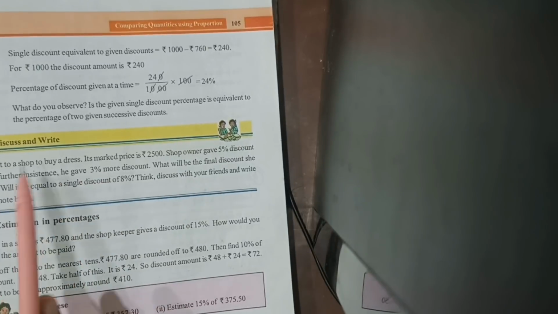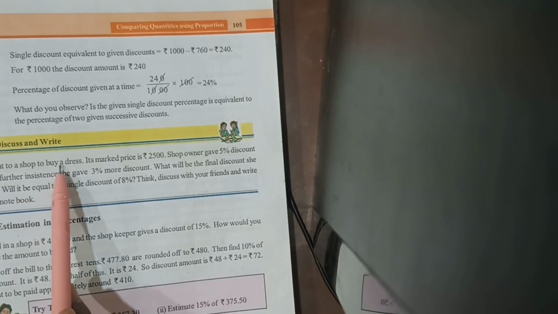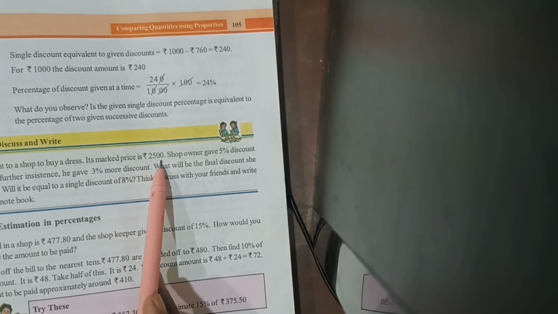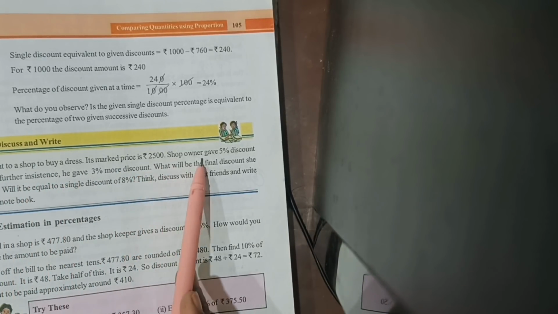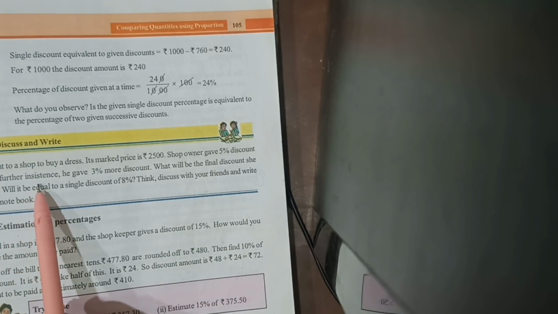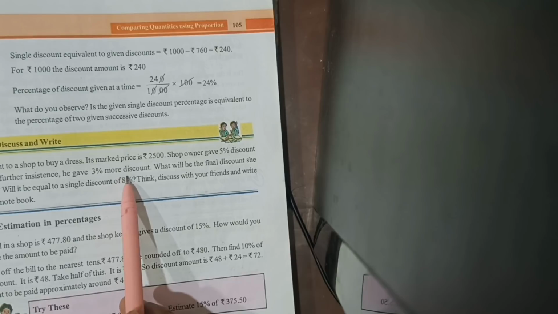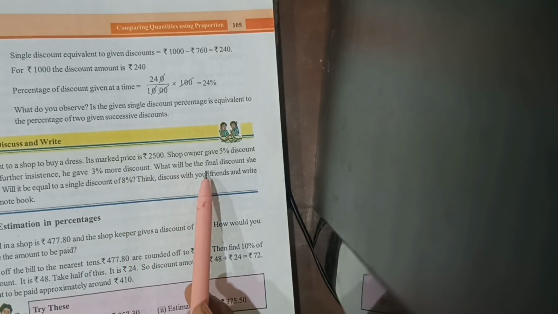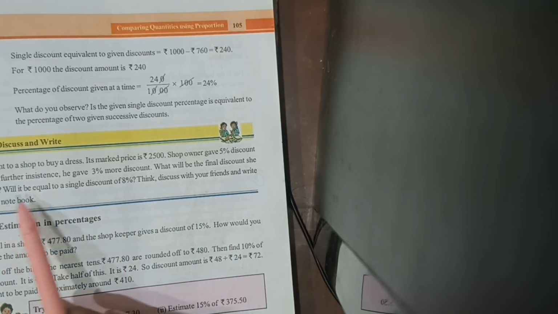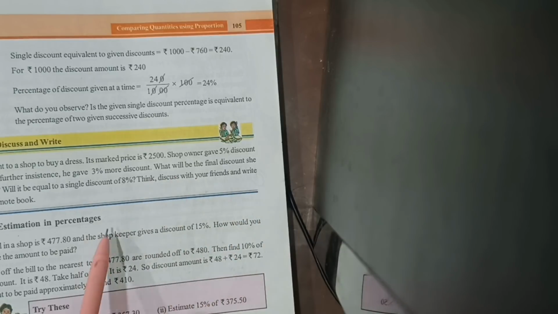Years. Next question, page number 105, old book. Think, discuss and write. Preeti went to a shop to buy a dress and the marked price is 2,500. The shop owner gave a 5% discount. Further, on insistence, he gave 3% more discount. What is the final discount she obtained? Is it equal to a single discount of 8%? Think and discuss with your friends, now write this one.